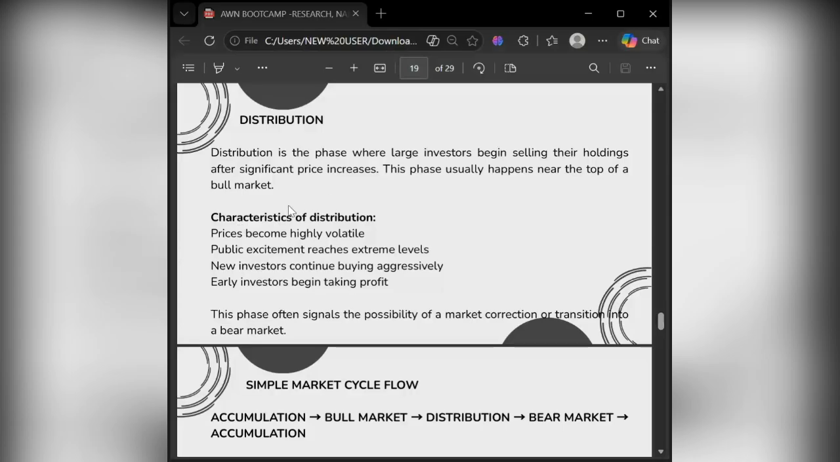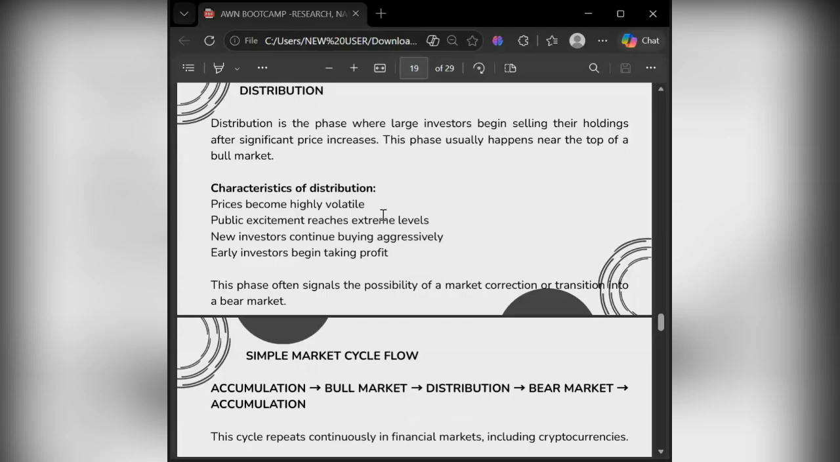During the period of distribution, prices become highly volatile. Why is it highly volatile? Imagine a company holding a big amount of Bitcoin, and in the distribution, they sell off. Price is going to drop so fast. And when it drops, people might also buy and it goes up. Public excitement reaches extreme levels because they start seeing the market moving funny. As it's dumping and other people are buying, it's pumping again.